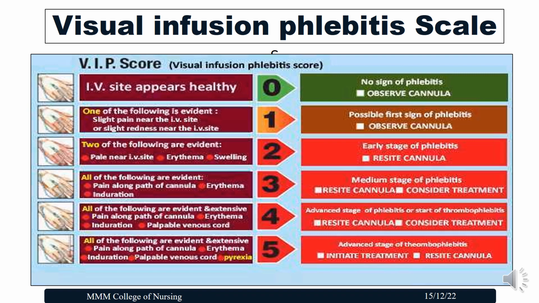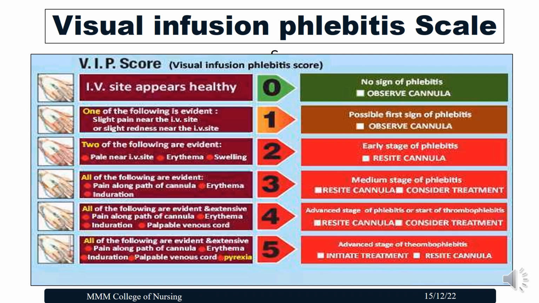In grade 2, two of the following are evident: pain near the IV site, erythema, or swelling. Any two of these three present in the patient indicates grade 2. This is the early stage of phlebitis where the nurse needs to resite the cannula. In grade 3, all of the following are evident: pain along the path of the cannula, erythema, and induration. This is a medium stage of phlebitis where the nurse needs to resite the cannula, and also consider whether treatment should be provided, so she needs to discuss with the physician.